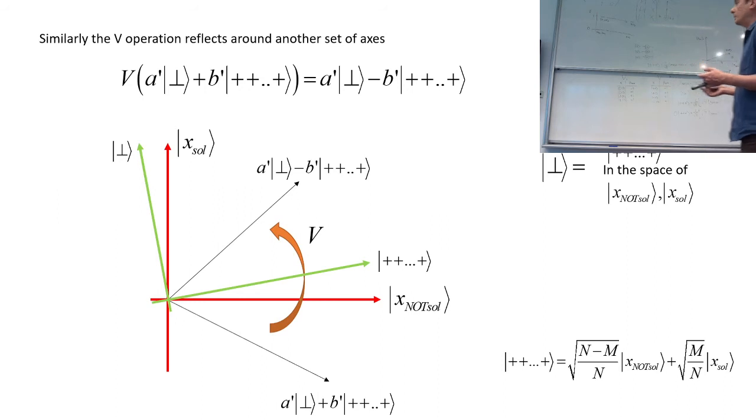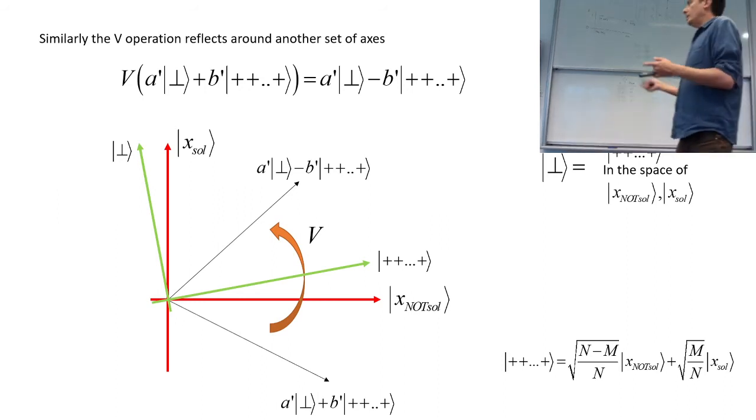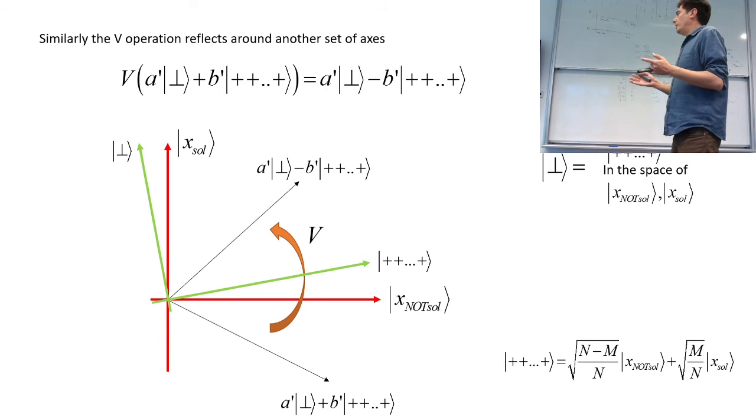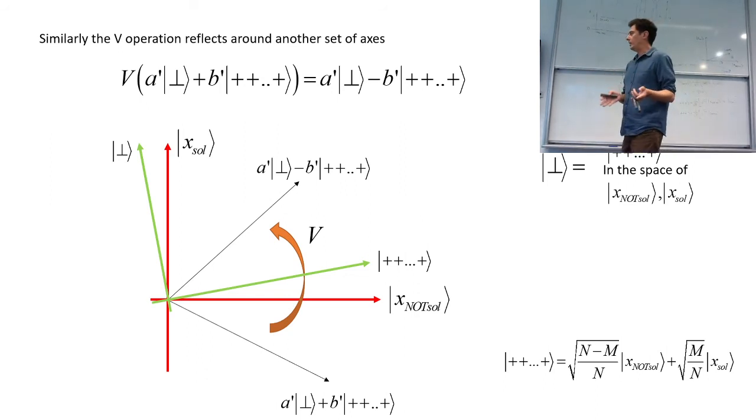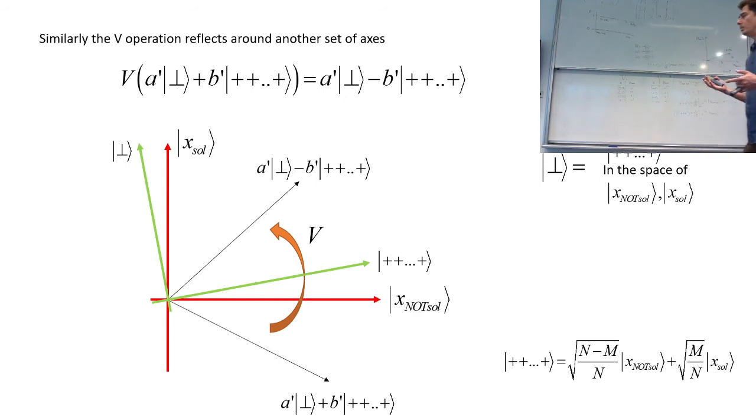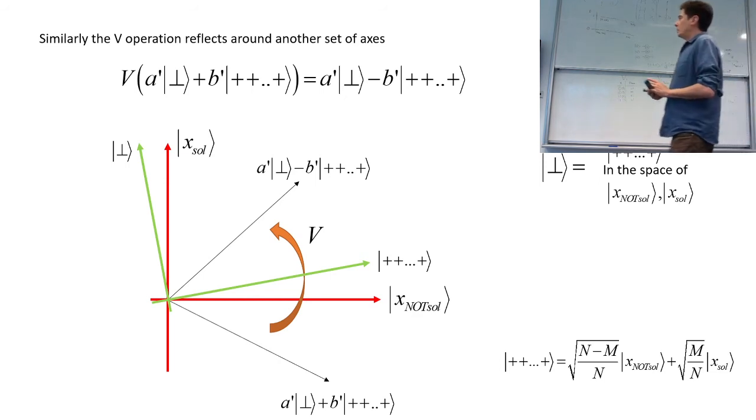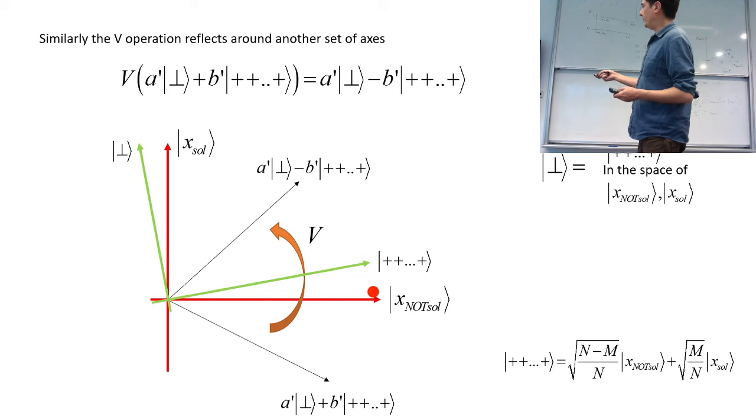And this is basically because the V and the oracle are very similar operators. They're both operators that just change the sign of one particular state. In the case of the oracle, it changes the sign of this solution state. In the case of this V operator, it changes the sign of this plus state. So, that's the action of this V.